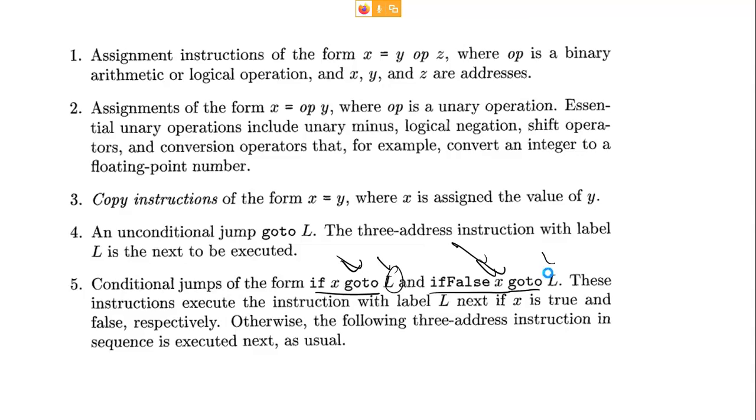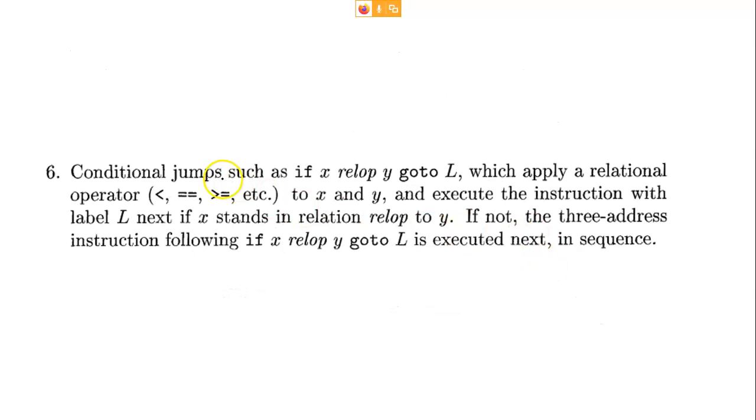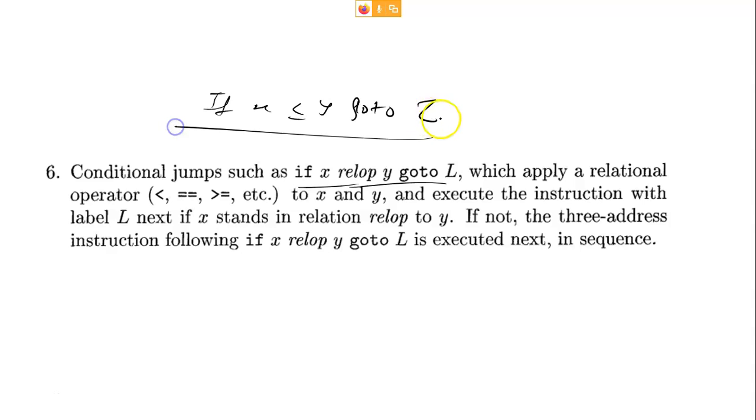Okay, so now, this type of instruction is also 3 address code. As I told you, if x less than or equal to y, go to z. So these types of instructions, go to L, some label, go to L, some label, this type of instruction is also 3 address code.